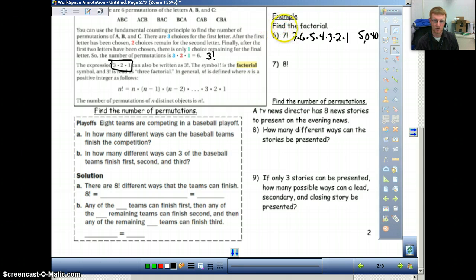So in a sense, it's actually just 8 times whatever this number is right here. And you would actually get 40,320. Okay? So that's factorial. That's important for you to know with a lot of the formulas that we're going to look at.